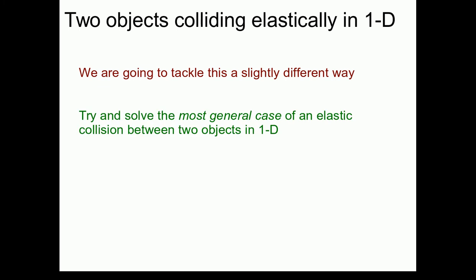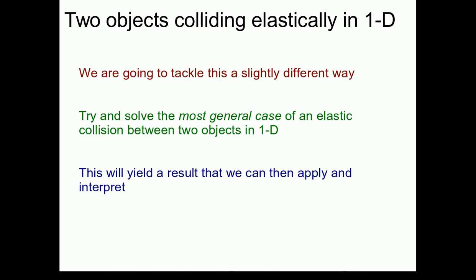Let's think about two objects colliding elastically in one dimension. We're going to tackle this problem in a slightly different way. We're going to try and solve the most general case of an elastic collision between two objects in one dimension, and then interpret and apply those results.